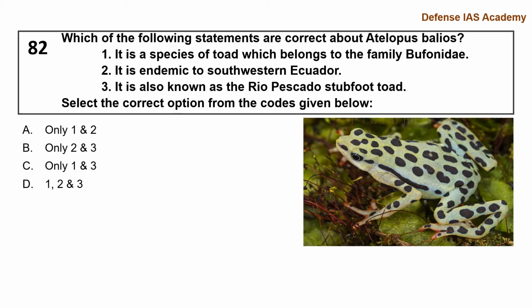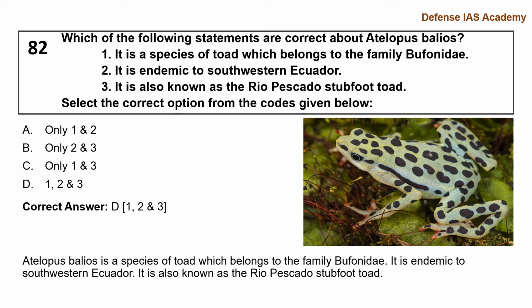Question number 82. Which of the following statements are correct about Atelopus balios? 1. It is a species of toad which belongs to the family Bufonidae. 2. It is endemic to southwestern Ecuador. 3. It is also known as Rio Pescado stubfoot toad. Select the correct option from the codes given below. The correct answer is option D, 1, 2 and 3.